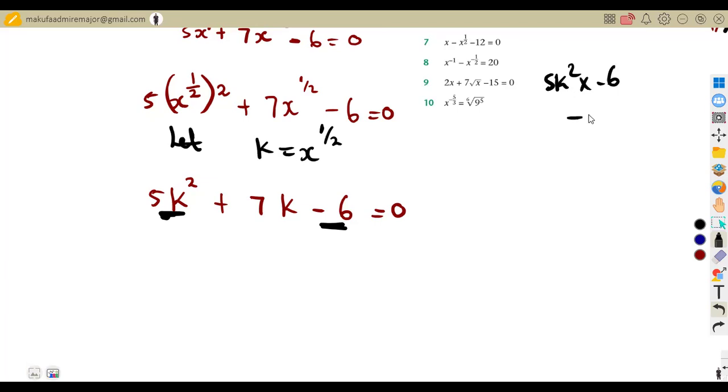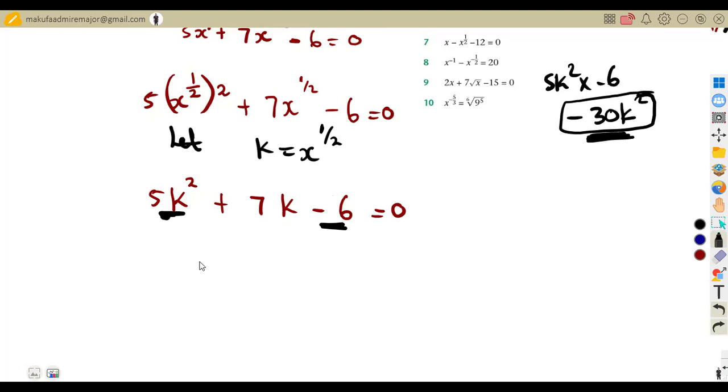If you multiply this, you get negative 30k squared. So this is what you ask yourself. Do we have products, in this case two terms, that we can multiply to get a negative 30? We get a negative 30 if we multiply, but if we add, we get a positive 7k. If you multiply, you get a negative 30, but if you add, you get a positive 7.